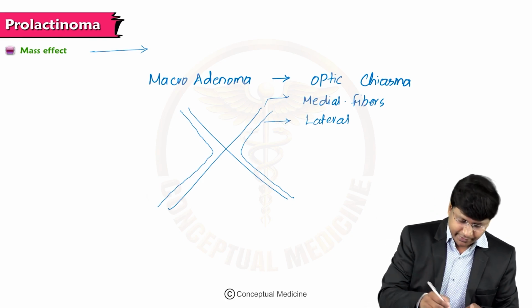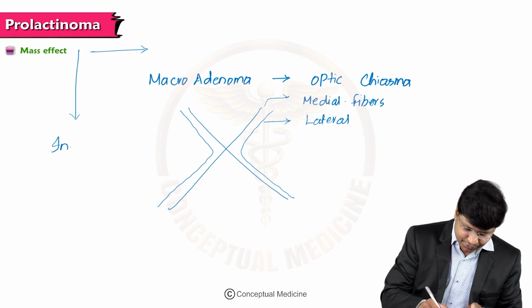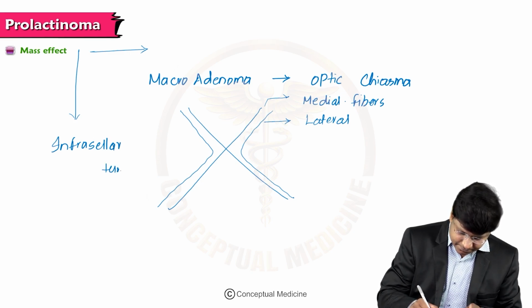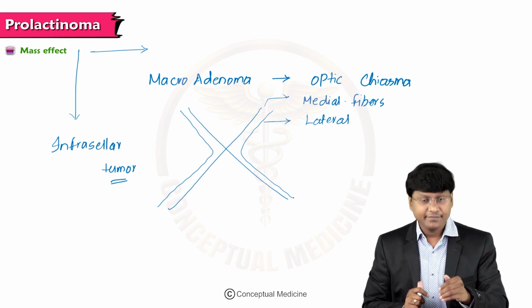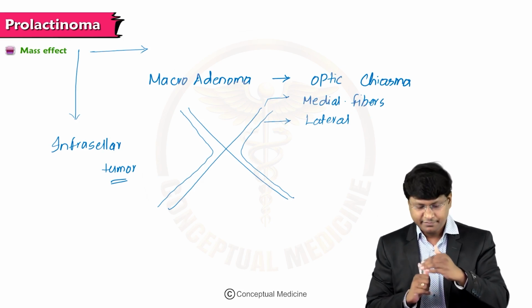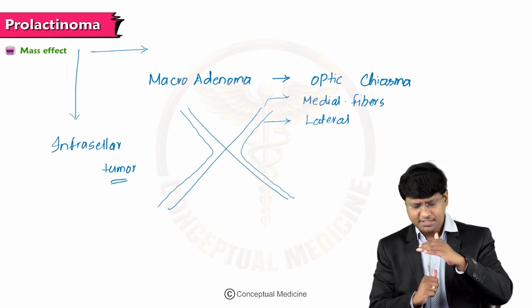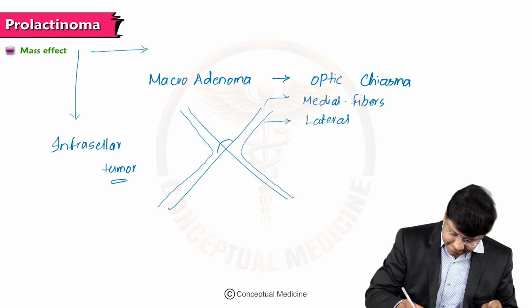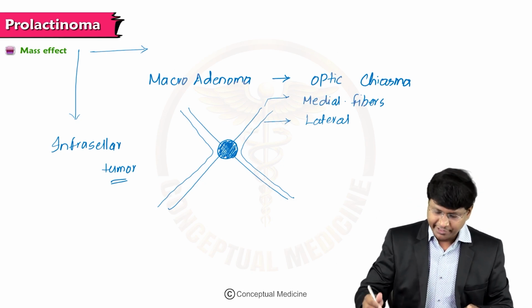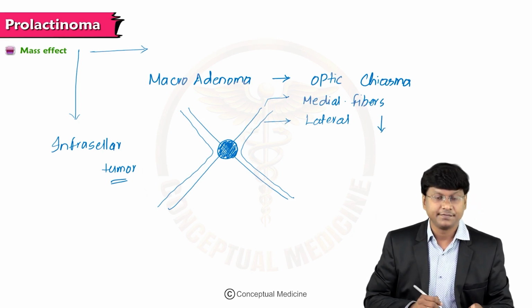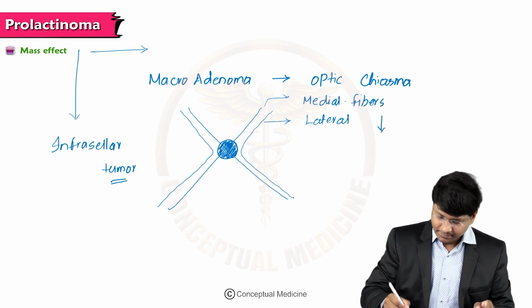Now, another important point is this prolactinoma, it is an infracellular tumor. Right, it is your infracellular tumor. So, what this prolactinoma will do is, it will cause the compression of the optic chiasma from below. Right, it will cause the compression of the optic chiasma from below, and that too in the central part. Right, so this central part of the optic chiasma will be compressed. Now, one important point you should remember is that the medial fibers of the optic nerve, they bring the vision from temporal side, right?